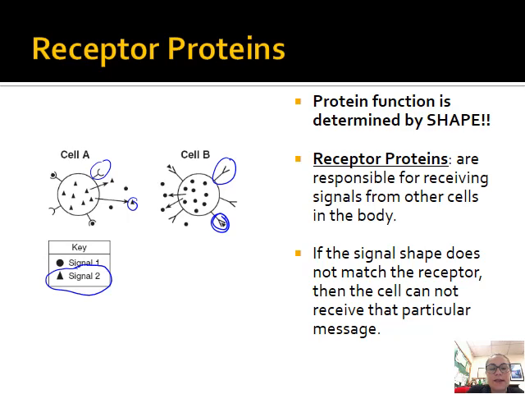Cell B can send signal 1, which is a circle, which means it can communicate with cell A because it matches the shape of its protein receptor. However, if there was a neighboring cell that had the same function as cell B and had the same protein receptors, cell B would not be able to communicate with this cell because it sends signal 1. Signal 1 is circular, and this additional cell only has protein receptors that are triangular shaped. So this is a unique way in which cells can communicate with each other and ensure that the messages they send go to the cells that they want to talk to.